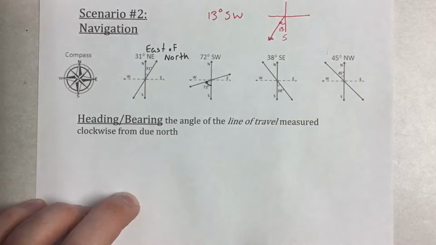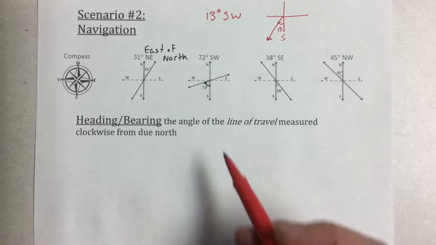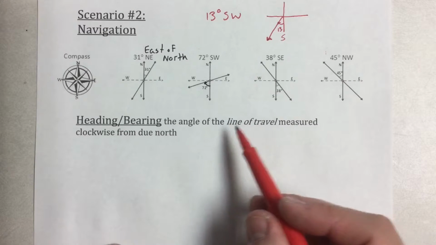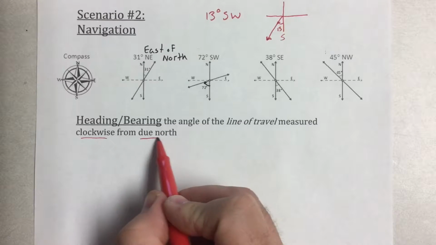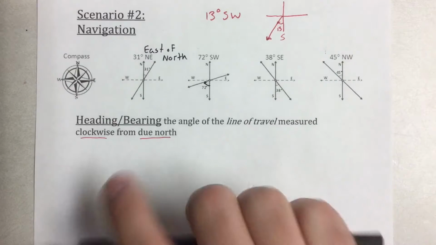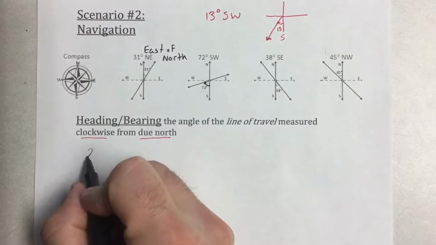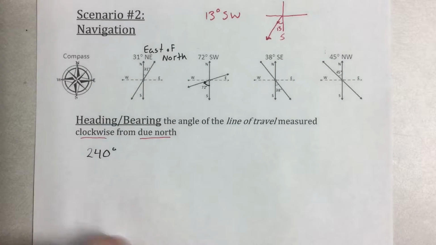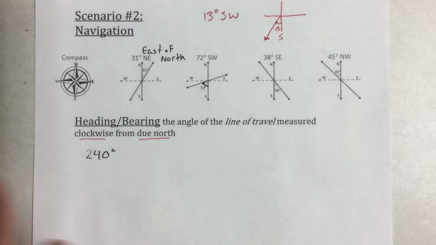How does a heading or a bearing differ? So a heading or a bearing is an angle for the line of travel that's always measured clockwise from due north. So where the previous ones can be measured from south or from north, a bearing or a heading is always from north. So let's imagine I have a bearing of 240 degrees. Notice the difference. I'm not told an east of north or a west of south or anything like that. I'm just told a bearing of 240 degrees.